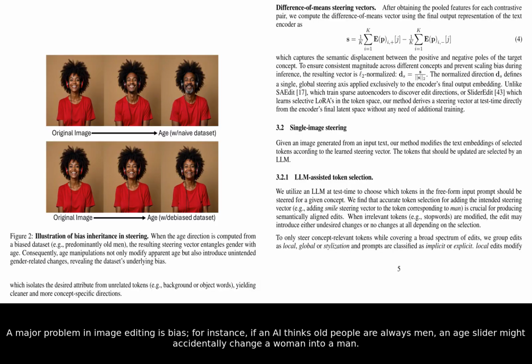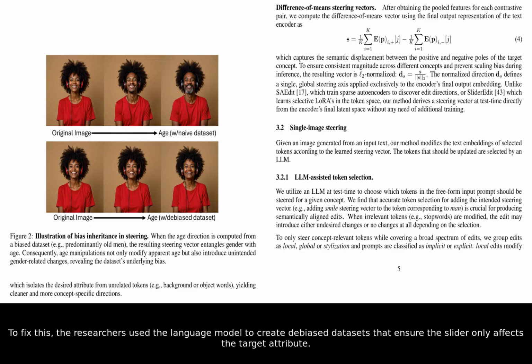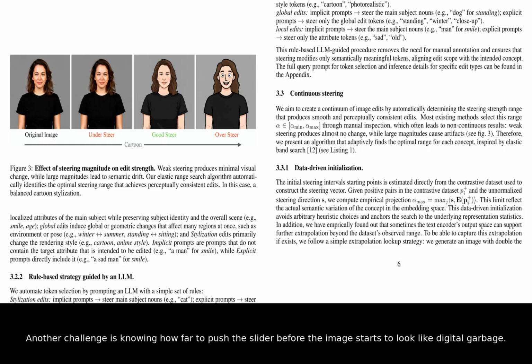A major problem in image editing is bias. For instance, if an AI thinks old people are always men, an age slider might accidentally change a woman into a man. To fix this, the researchers use the language model to create debiased datasets that ensure the slider only affects the target attribute.